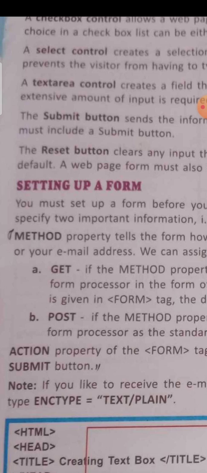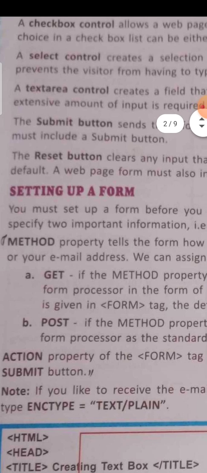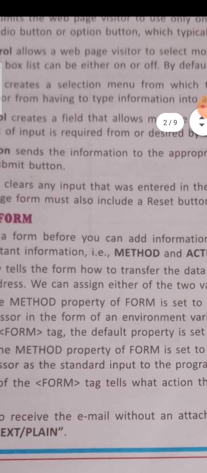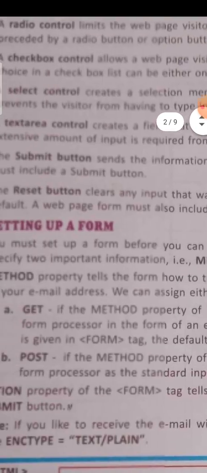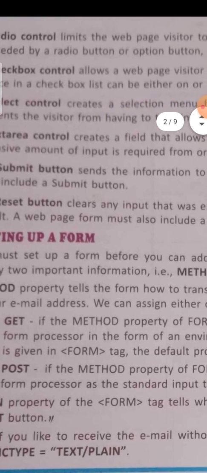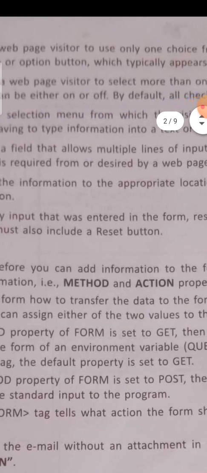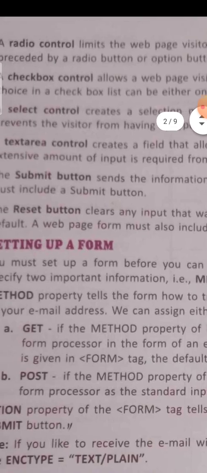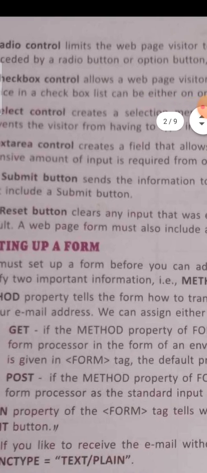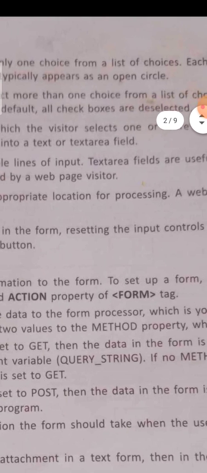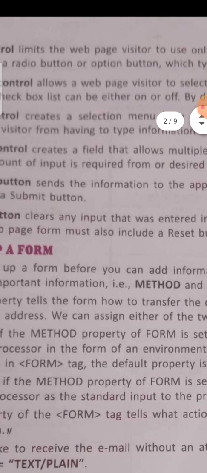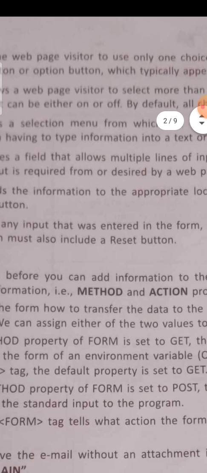Now our second question is setting up a form. How to create a form? First of all, you must set up a form before you can add information to it. To set up a form, we need to specify two important pieces of information, that is method and action. First one is method and second is action. These are the properties of the form tag. So first of all, let us discuss method and action.